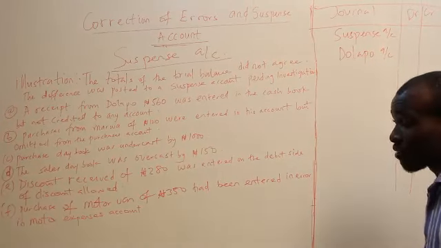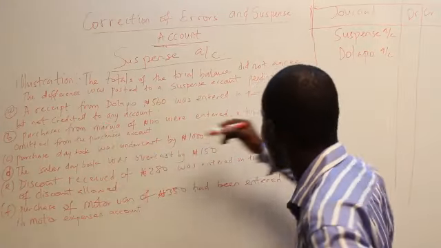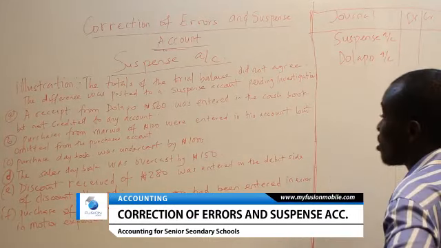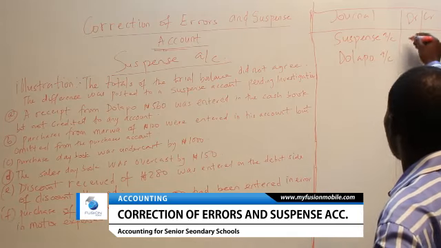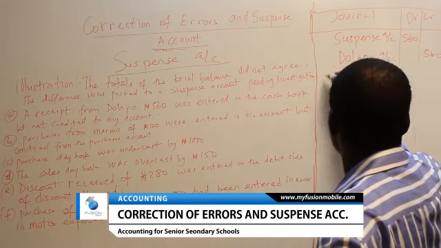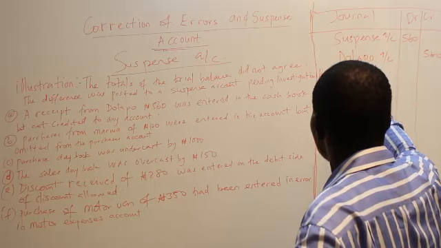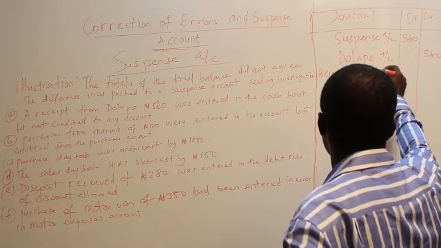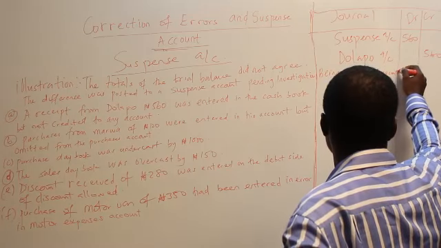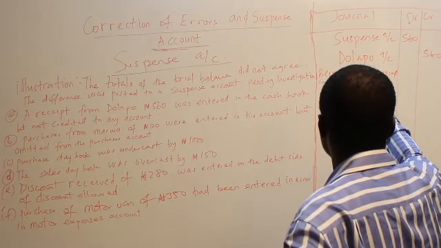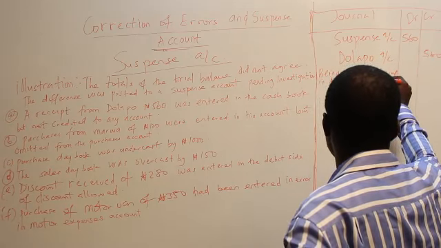Exactly. This is the fact that it was not credited to any account, so we are going to credit that to the Dolapo account. So the corresponding account will be a Suspense account, which is going to be debited. So we have 560 and we have 560. So narration: being omission of receipts in the Dolapo account now entered. You can narrate it that way.